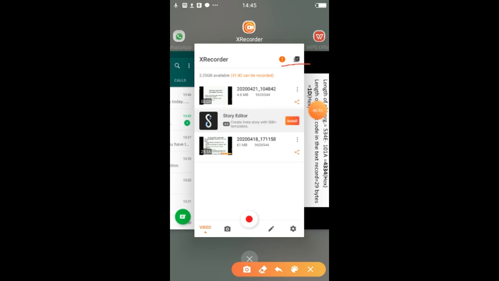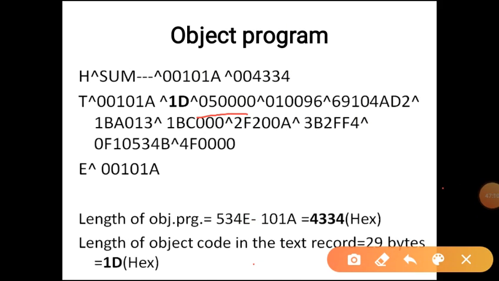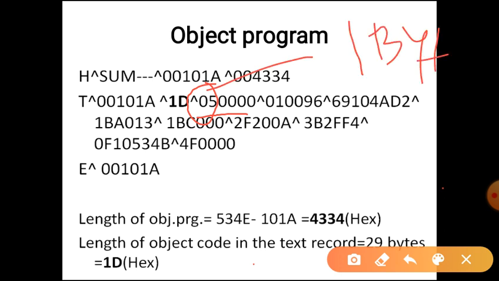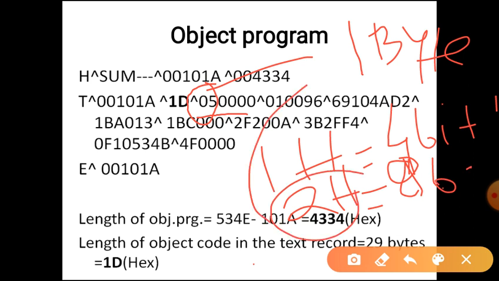In hexadecimal, 2 hexadecimal digits will indicate 1 byte. Okay, 1 hexadecimal digit is 4 bits, and 2 hexadecimal digits are 8 bits. So 2 hexadecimal digits is nothing but 1 byte.